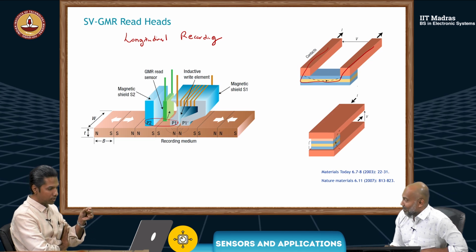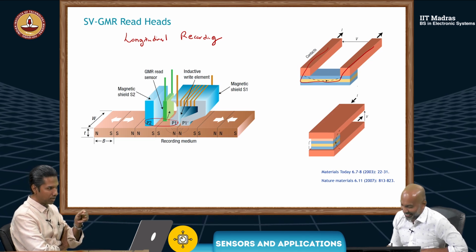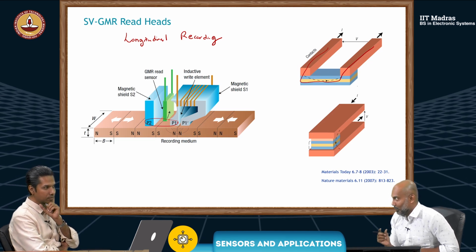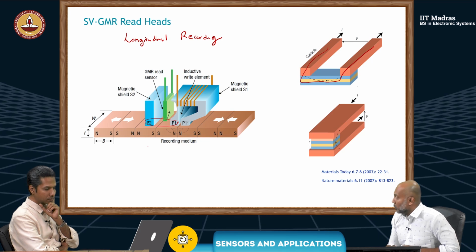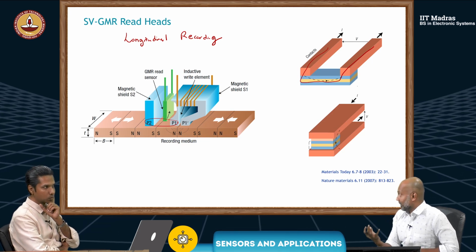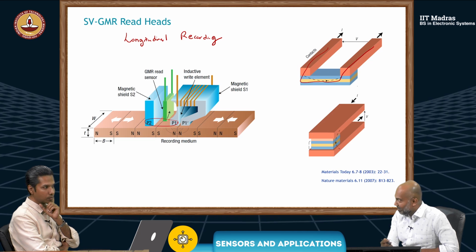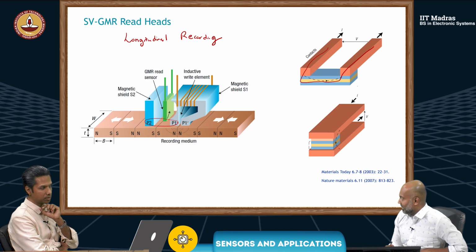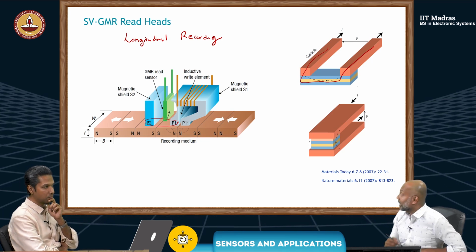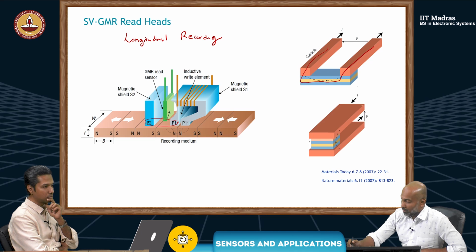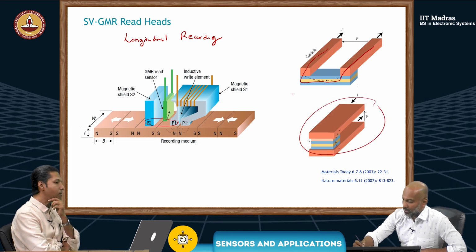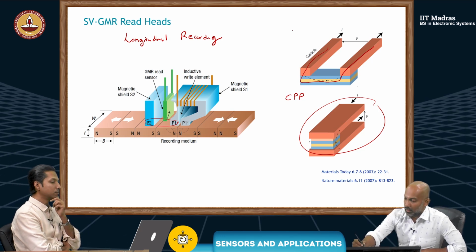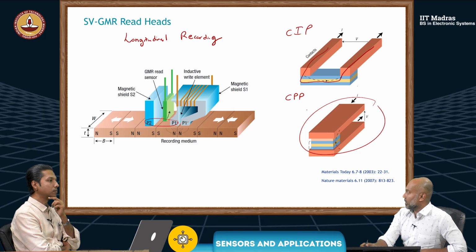So if I want a smaller size to store a bit, and you know how important that is, right? Because we want to go smaller and smaller. We want to make the bit size smaller so we can put more information in a given wafer. But this kind of reader limits the size of the bit. So that's a challenge. So what they did next was they changed it to vertical, which is current perpendicular to the plane. So this is current in plane. This is current perpendicular to plane.